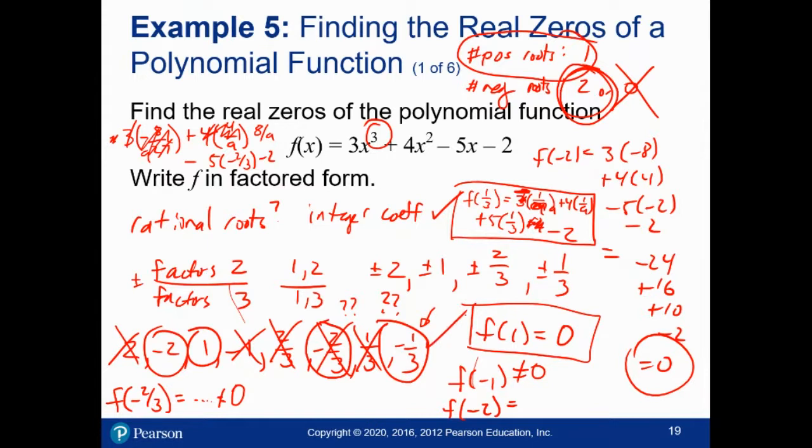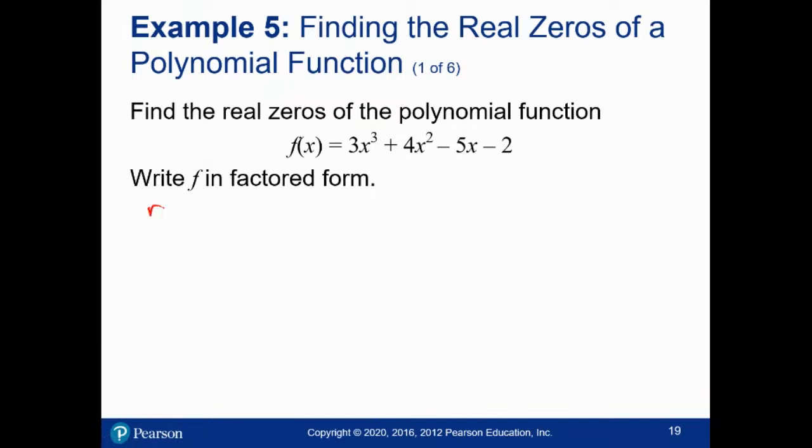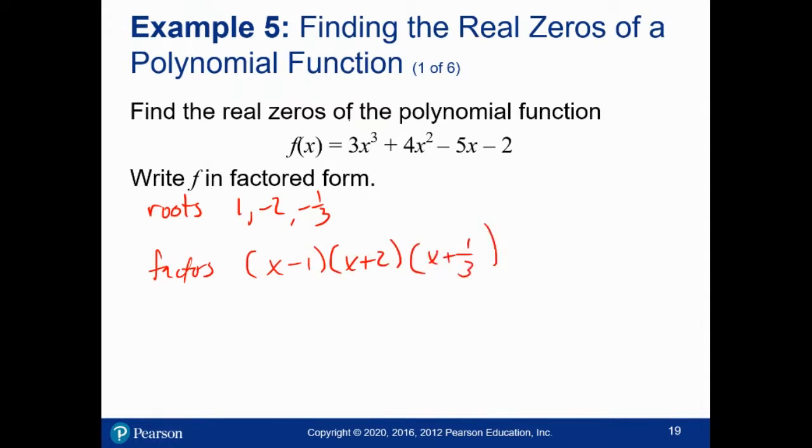So negative 1/3 is a 0. So now we know that the roots are 1, negative 2, and negative 1/3. Okay, now I'll clear all this off. So we found some roots of 1, negative 2, and negative 1/3, which means I can find factors of x minus 1, x plus 2, x plus 1/3. However, that's not this function.